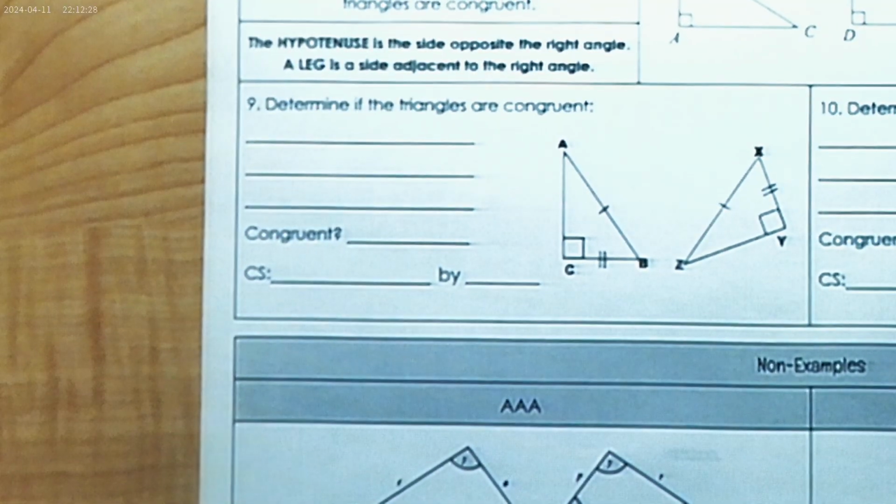All right. Determine if the triangles are congruent. Well, we've got right triangles, and thankfully, we only have to prove two things.